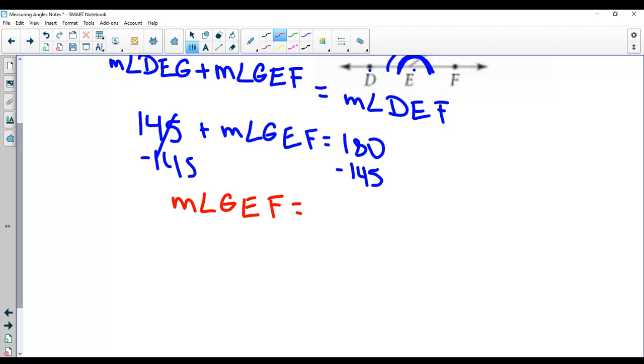So, 180 minus 145 should be 35 degrees. Okay.